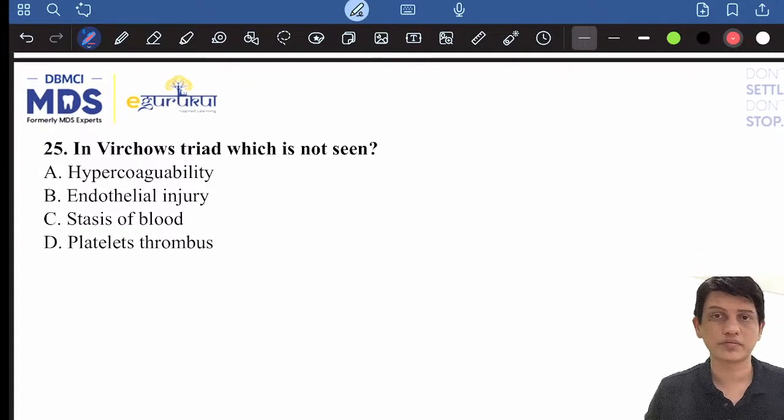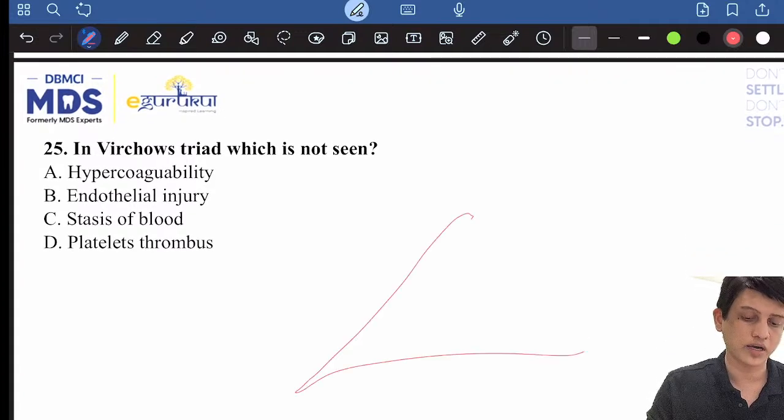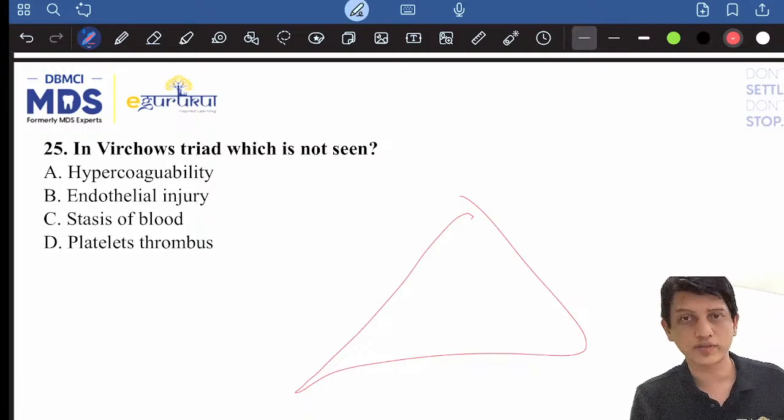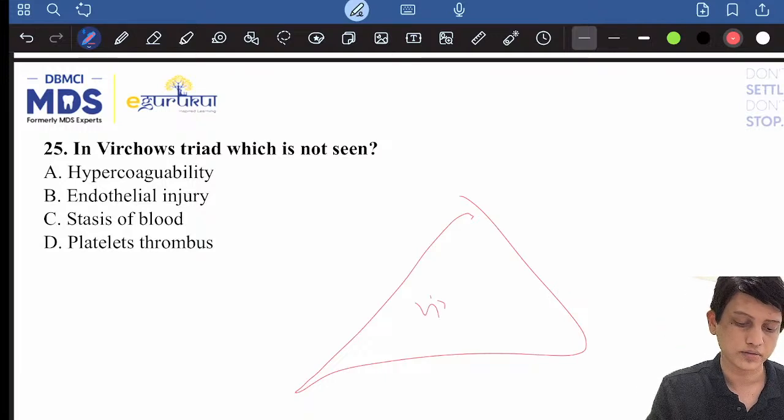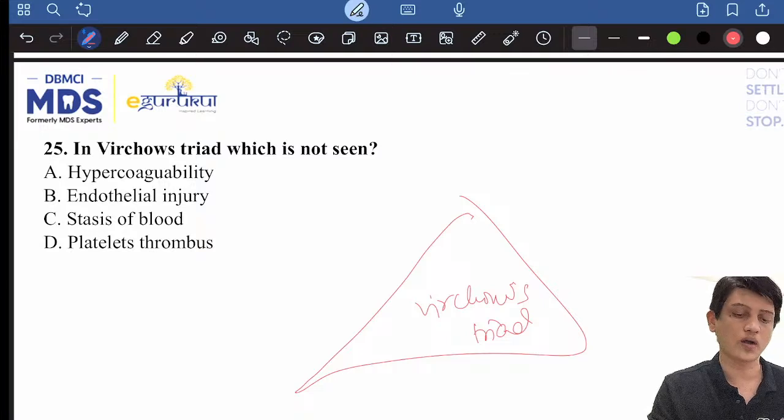Virchow's triad. Triad of death, we have already discussed this. Which of the components is not there? Hypercoagulability, it is there.